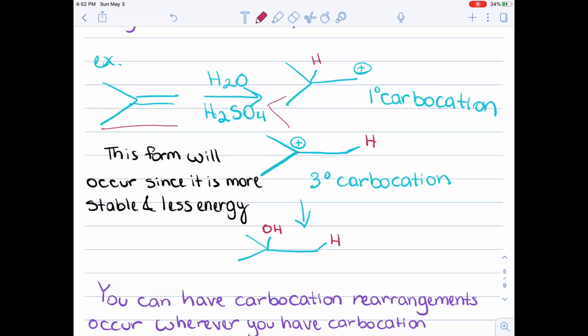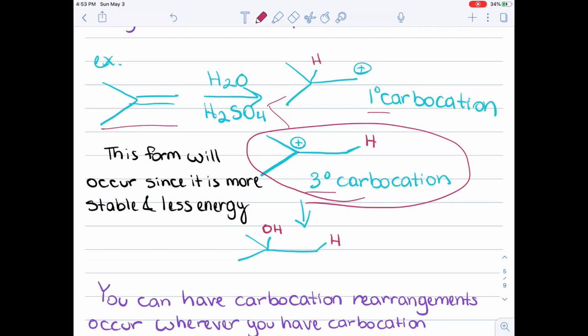You either have a primary carbocation or you have a tertiary carbocation. Which one do you think will form? Pause the video and see if you can figure it out. The answer is this one. Your tertiary carbocation will form.